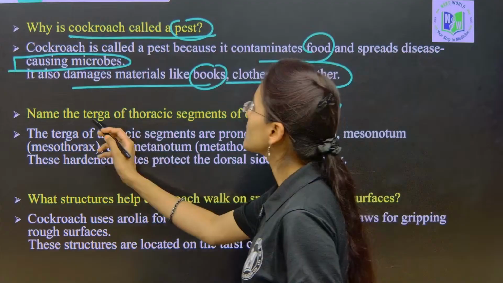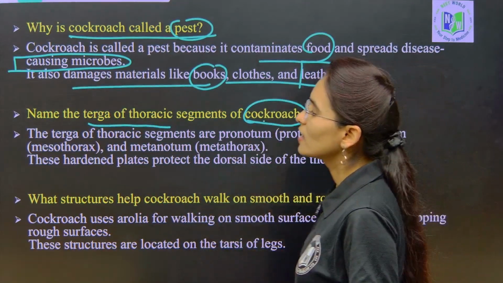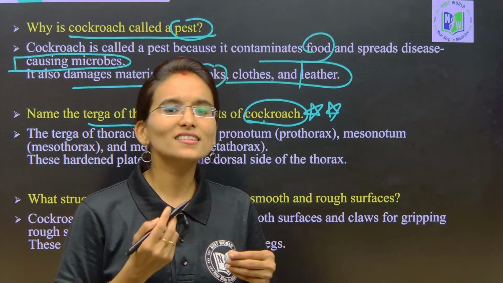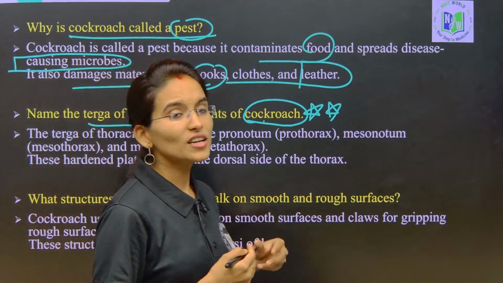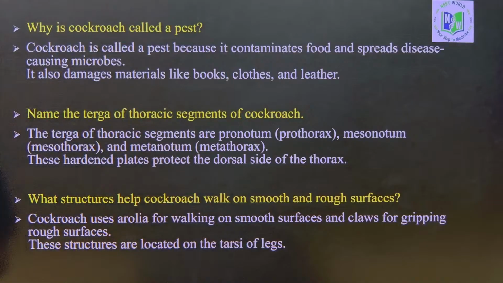Okay, name the terga of the thoracic segments of the cockroach. Tergite in the sense, where actually we can find the thorax. Yes. So now all of you look into this particular cockroach and just quickly answer me.